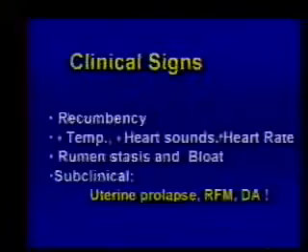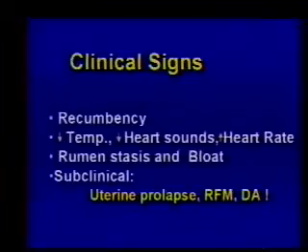hormone and vitamin D. The clinical signs include recumbency, usually sternal recumbency, low temperatures, decreased heart sounds with a decreased heart rate. There is some rumen stasis and maybe some bloat. And the reason why there is some rumen stasis is because, again, the rumen is an organ that has a large smooth muscle component. If there is hypocalcemia, the rumen simply won't contract.